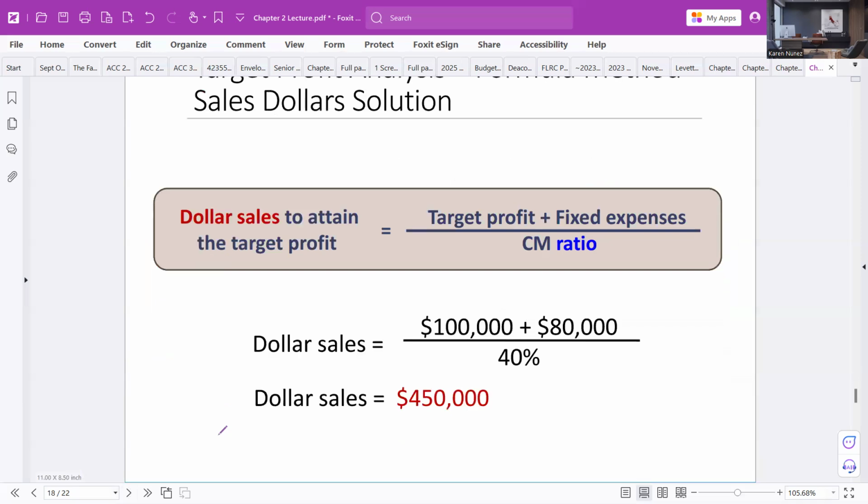And if we want to know that target profit in dollars, not units, well, anytime you need dollars, divide by the ratio instead of the per unit number. So now we're dividing by the contribution margin ratio, not the contribution margin per unit. The target is $100,000, we've got $80,000 in fixed expenses, and the ratio is 40%. So they need to sell $450,000 in sales to generate a profit of $100,000.